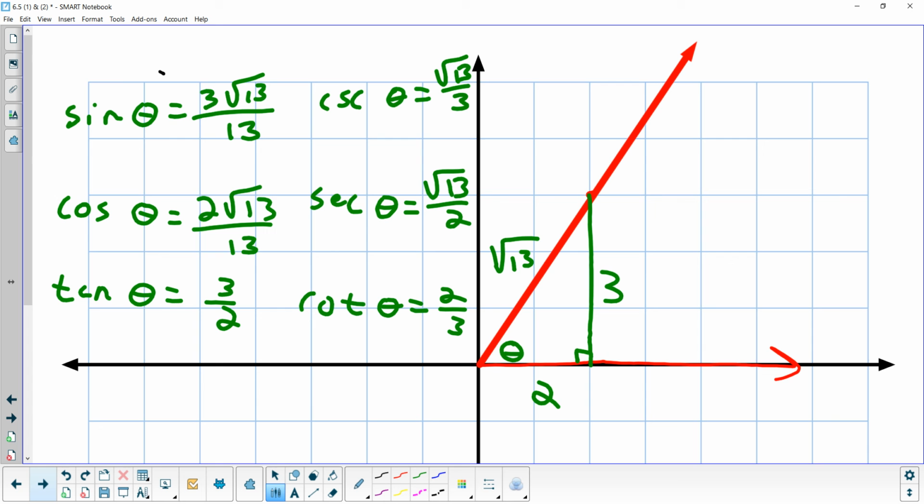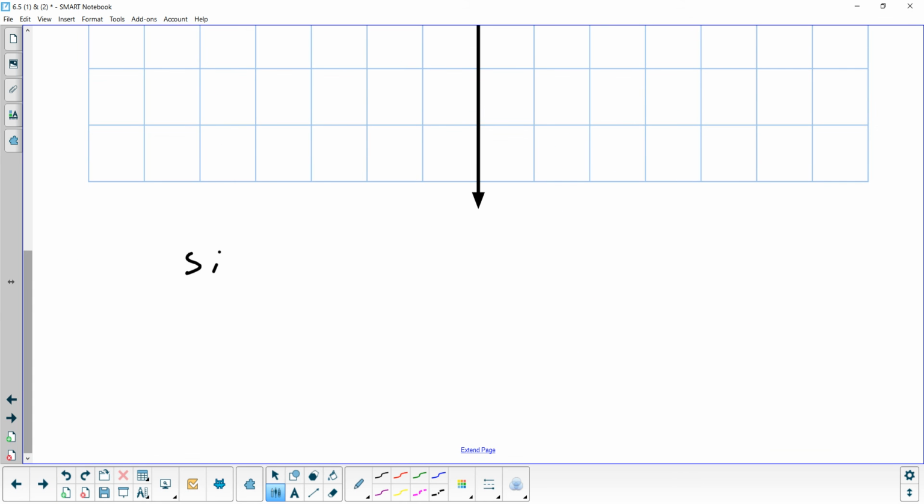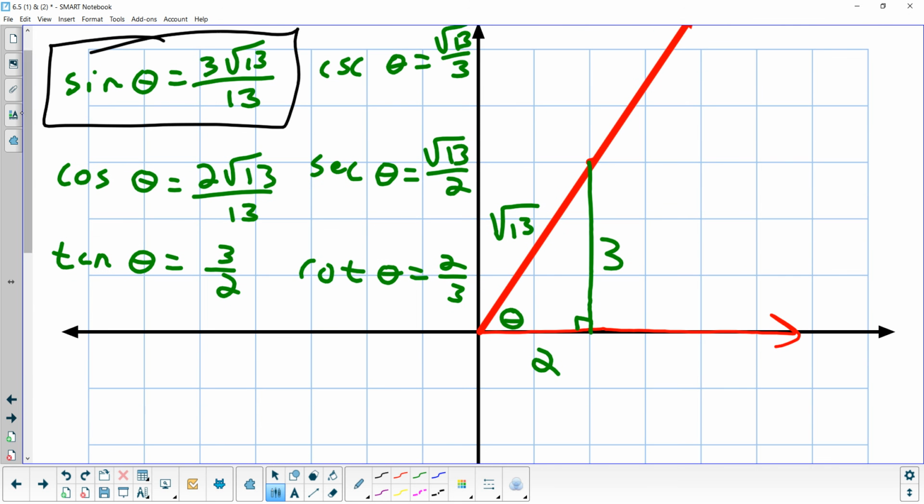Now, look at this one. Let me write that one down again. Sine theta equals 3 root 13 over 13. I could have picked any of them, but I picked this one. What could I do on both sides to actually figure out the angle here? Yeah. Take the inverse sine of both sides. Now I could have taken this second equation and done the inverse cosine on both sides. Could have taken this bottom one and done the inverse tangent on both sides.